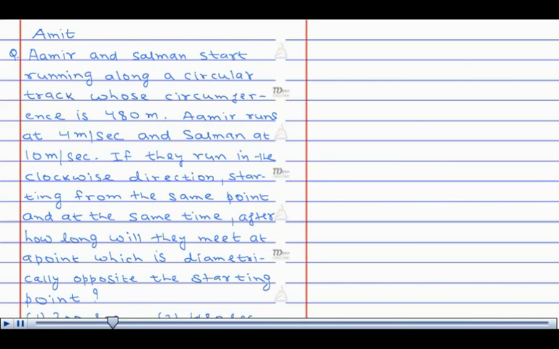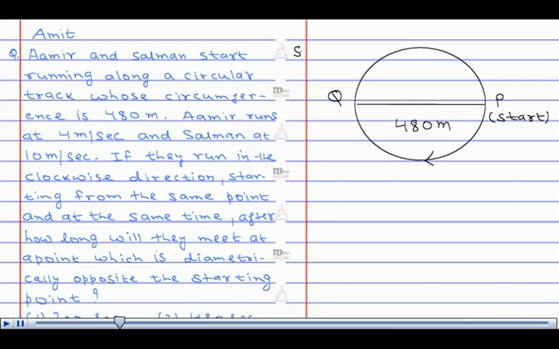Let us draw a diagram first. Solution. P is the point from where Amir and Salman start and Q is the point diametrically opposite the starting point, and the circumference of the circle is 480 meters. Time taken by Amir to reach Q is equal to distance 240 divided by speed 4, which is equal to 60 seconds.